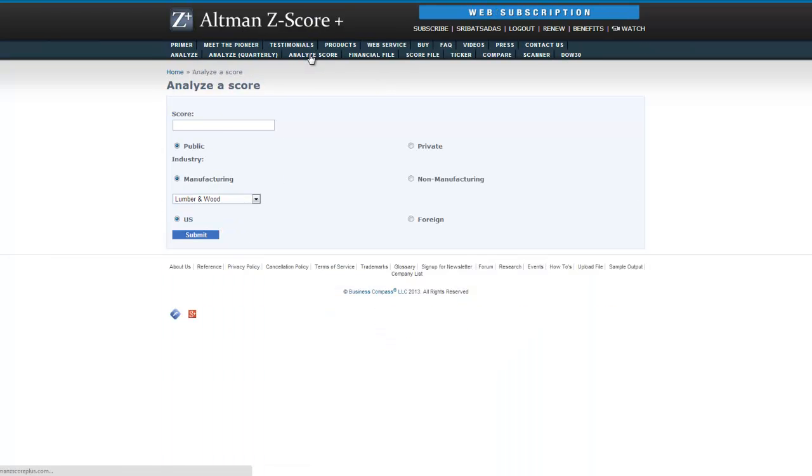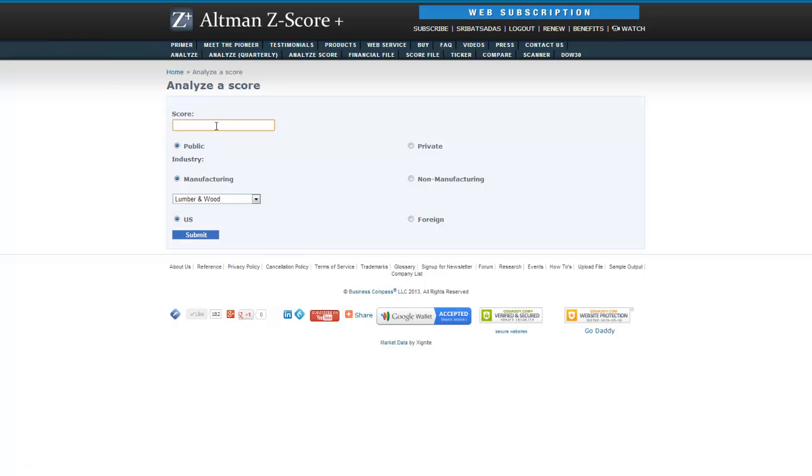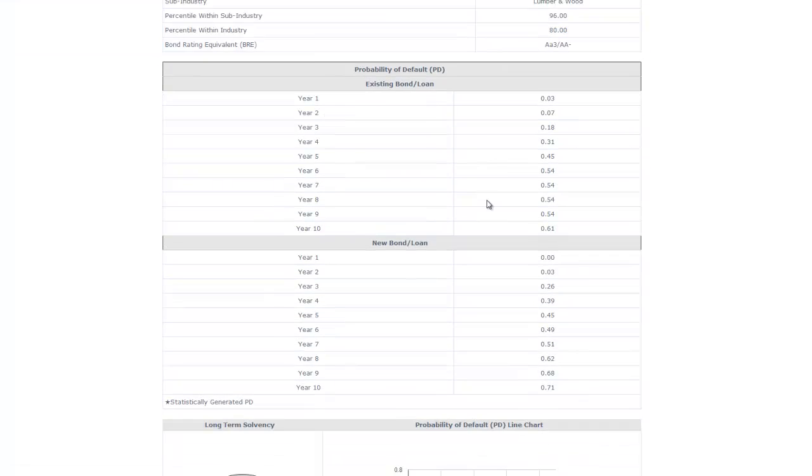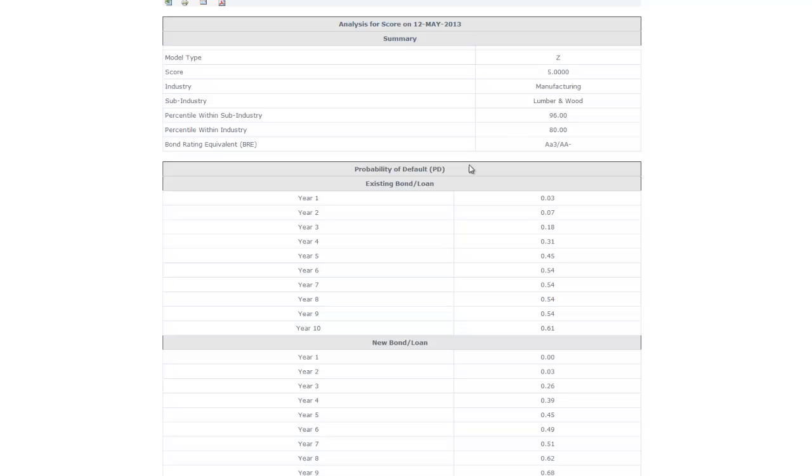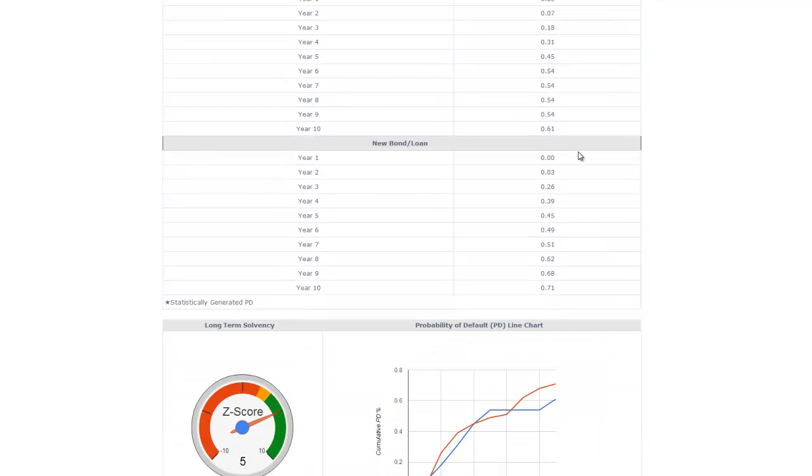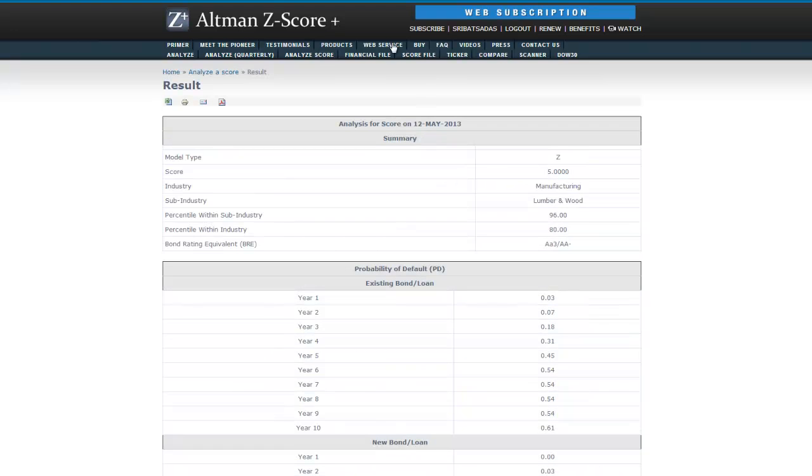Similarly, if you have a score, you can analyze a score. Enter the score, say whether it's a public company, private company, manufacturing, non-manufacturing, US or foreign, and select the industry from the drop down. And then we see the scores which we already supplied: bond rating equivalent, percentile ranking, then default probabilities, and the graphs.